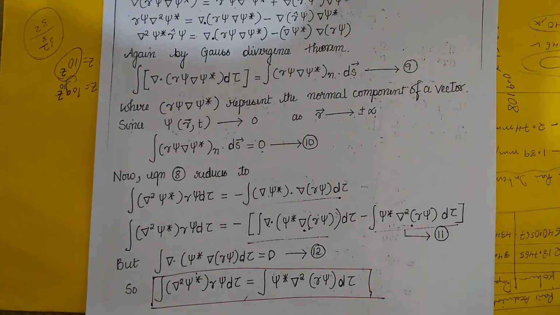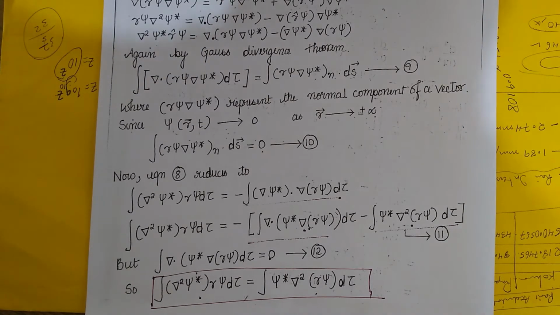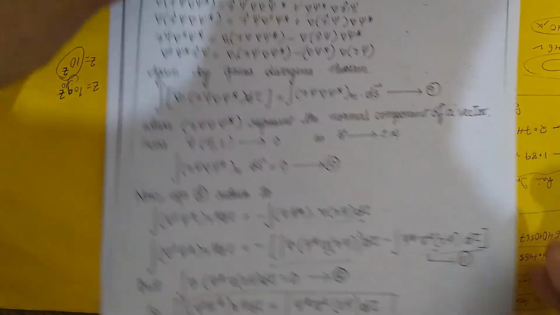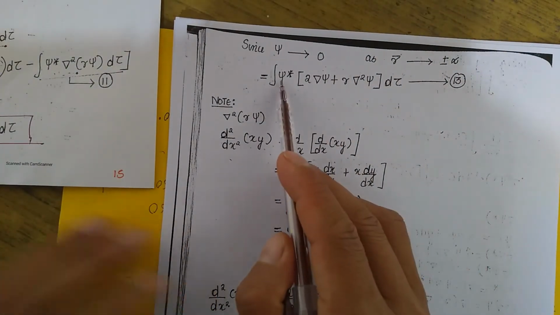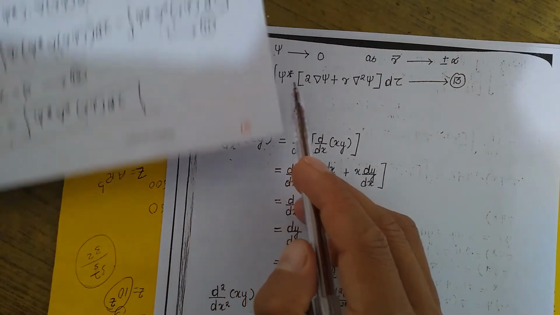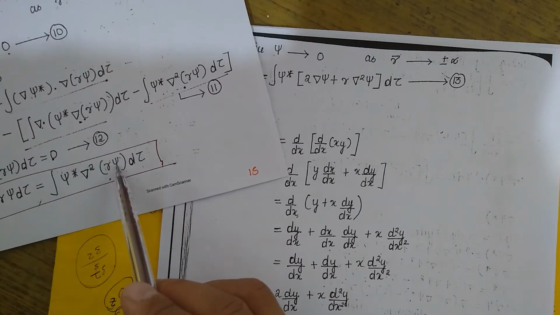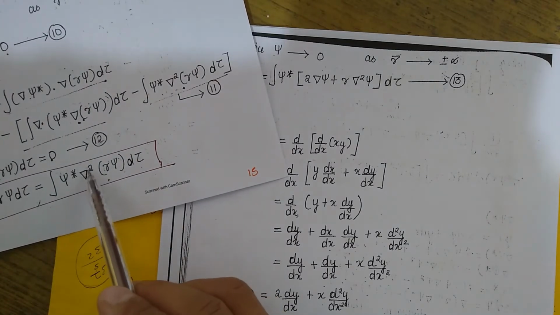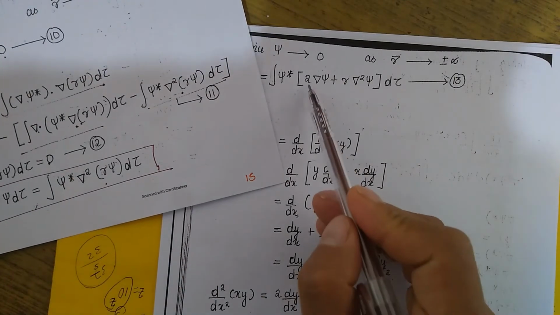This is our simplification. So this is your equation 8, and equation 8 has further reduced into this equation. Now we need to replace this del square r psi. Here we have psi star del square r psi. So instead of del square r psi, we'll replace this term with these two terms.